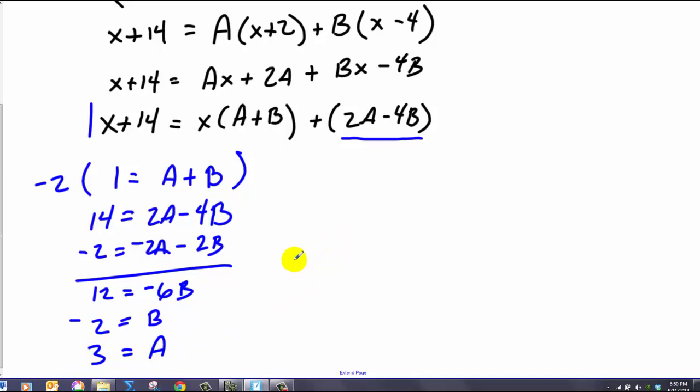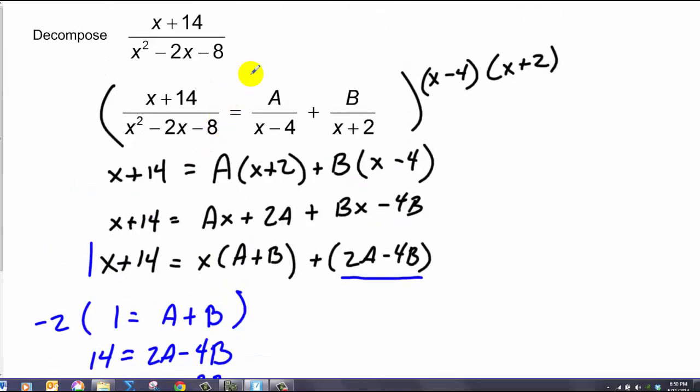So therefore, what I can do now is decompose that fraction. I now know the numerators of the two fractions. We said A was equal to 3 and B was equal to -2, so therefore (x + 14)/(x² - 2x - 8) is equal to 3/(x - 4) plus -2/(x + 2).